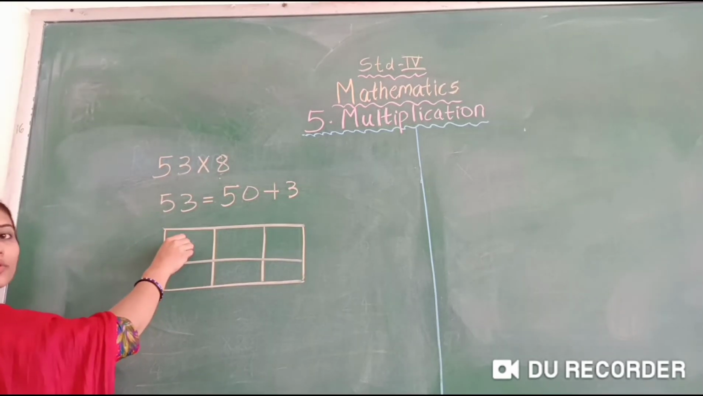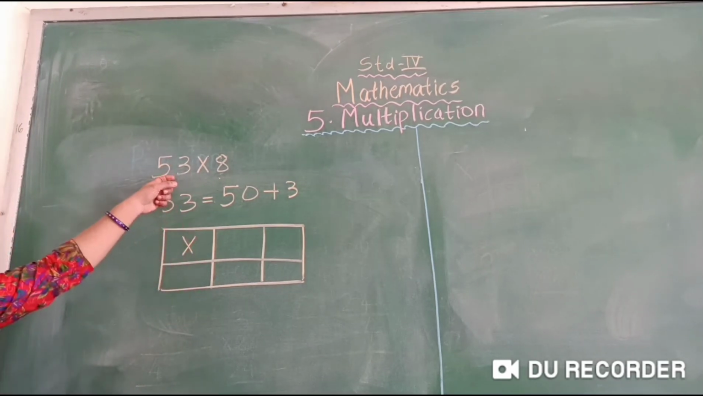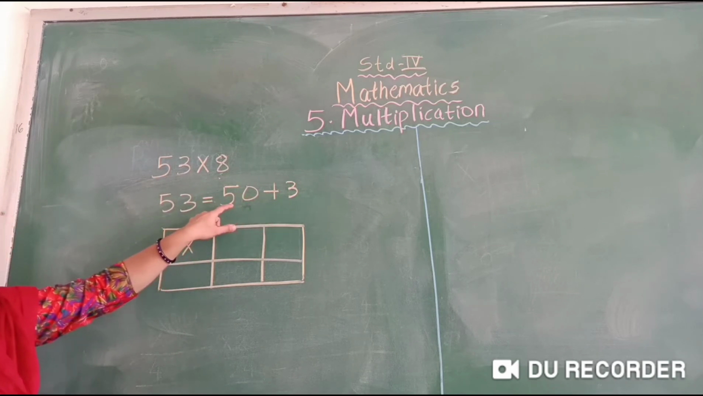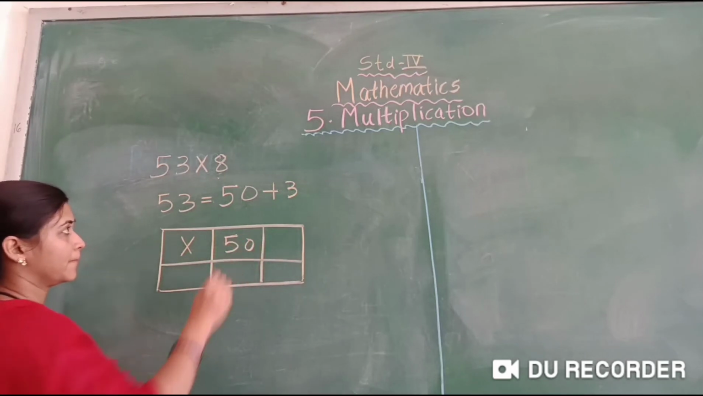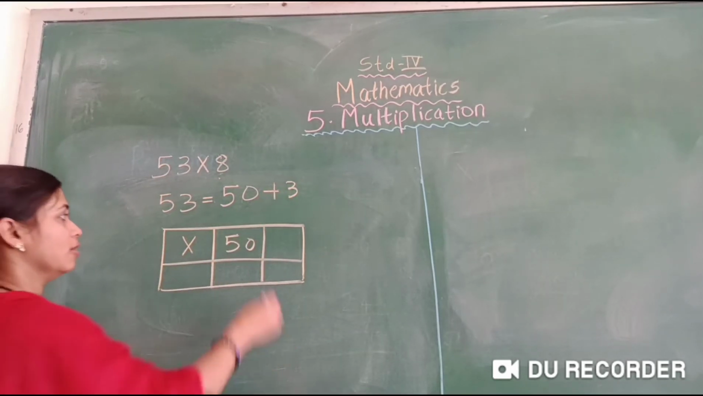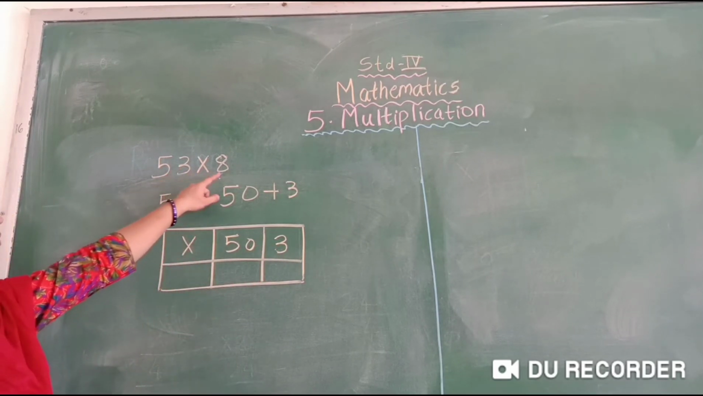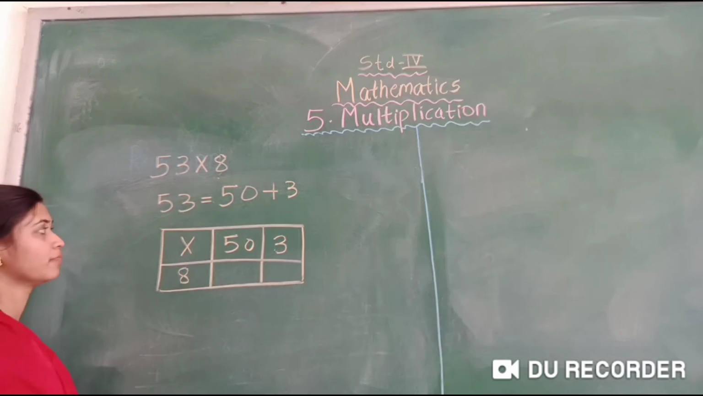In this box, what will come here? The sign of multiplication. And 53 we have written in the expanded form, 50 plus 3. What is the first number here? 50. The second number is 3. 3 will come in this box. 53 is multiplied by what? 8. And 8 will come here.